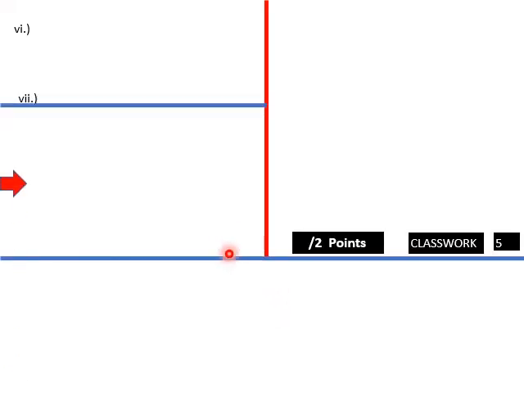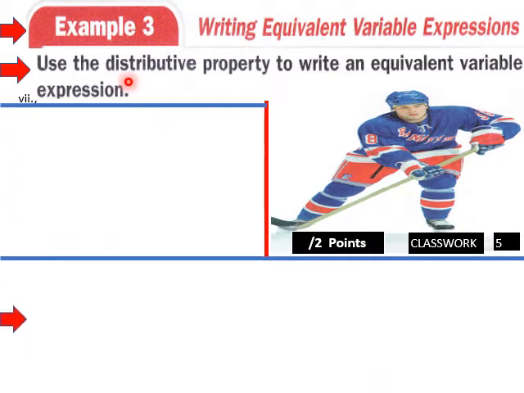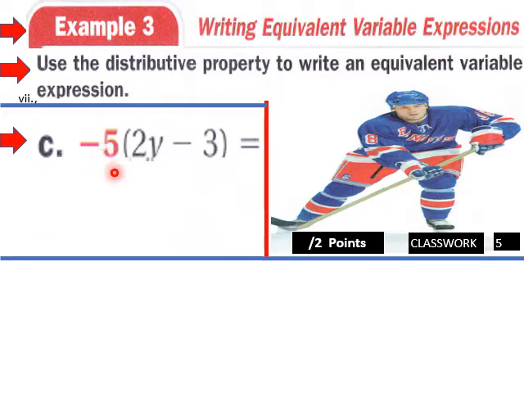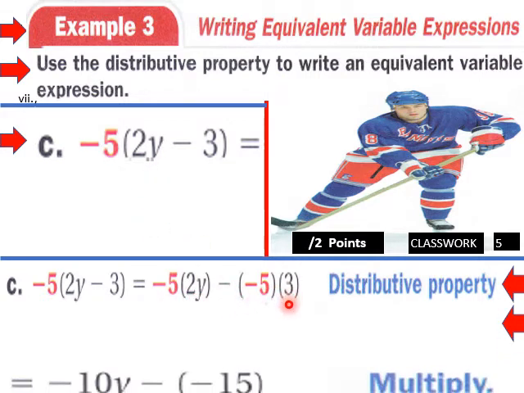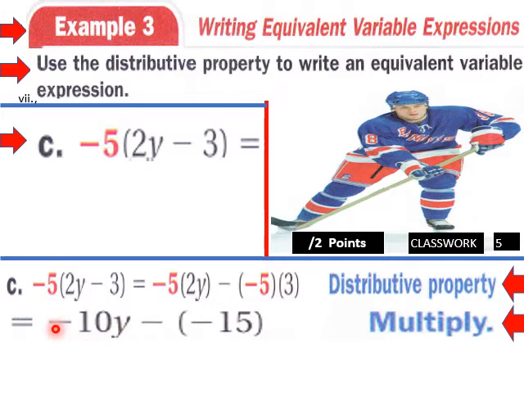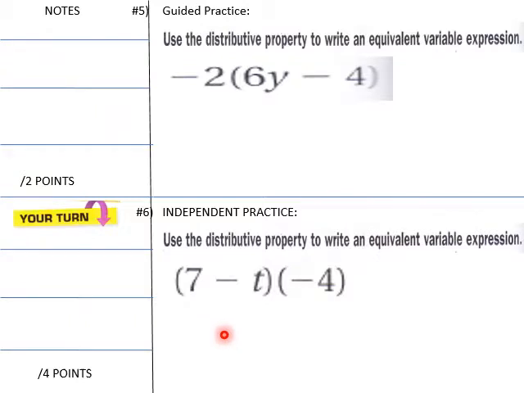Let's try another equivalent variable expression. So use the distributive property again. We have negative 5 times the quantity 2y minus 3. And then when you distribute your negative 5 to each one of these terms inside the parentheses, you get negative 5 times 2y minus negative 5 times 3. And you end up here with negative 10y minus negative 15. And then a negative of a negative will be a positive. So you get negative 10y plus 15. So let's try one now in our guided practice.